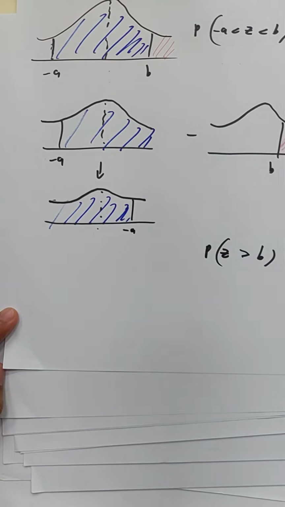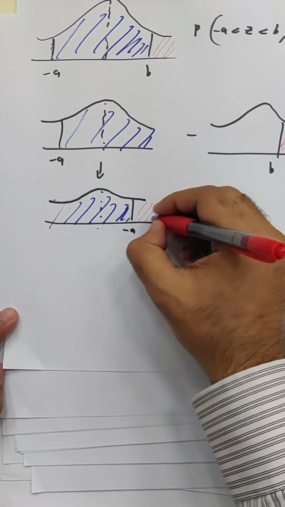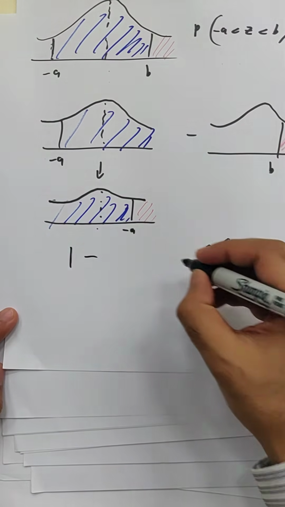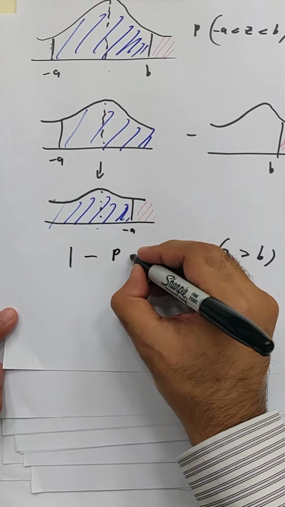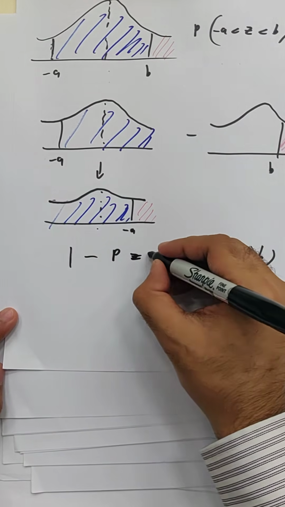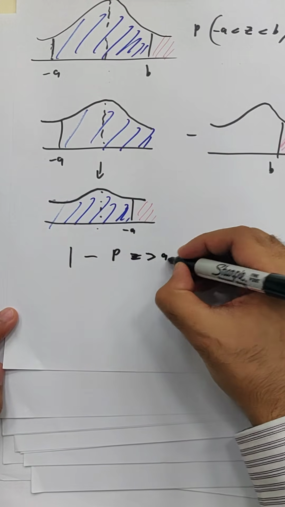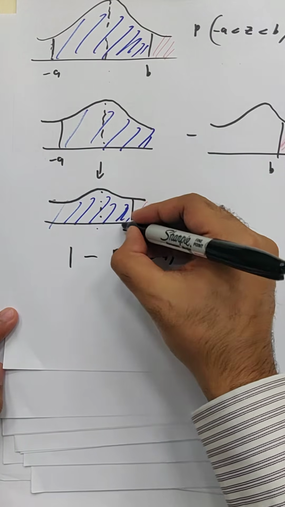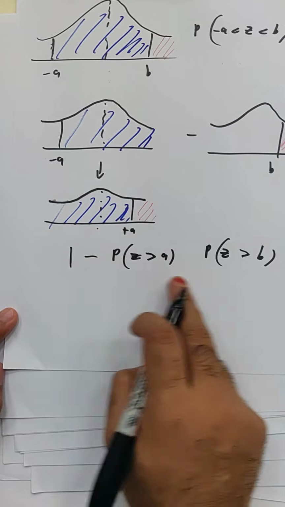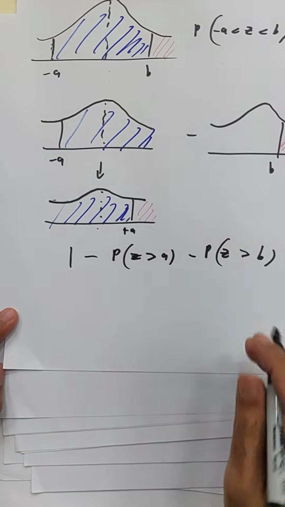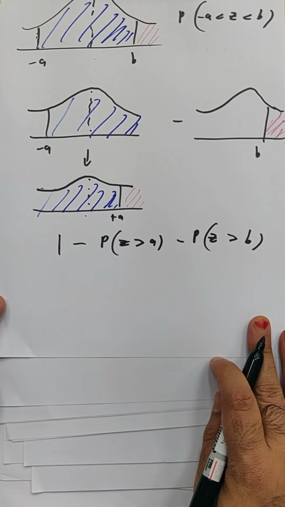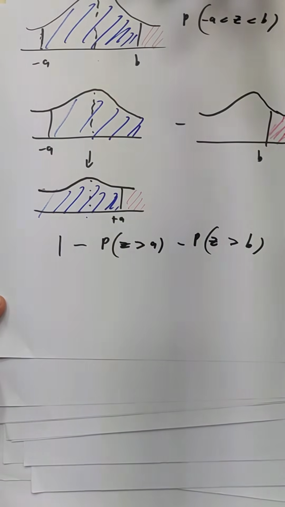How do we calculate this part? 1 minus which part? Minusing this part, okay? So 1 minus P(Z more than A). Okay, I'm sorry, this part, since I already flipped it, negative becomes positive. This minus over here. Understand? So that's the least complicated way I can imagine for you.